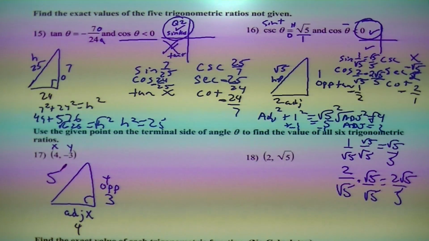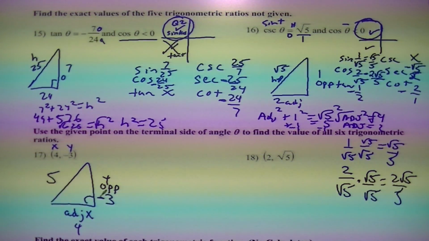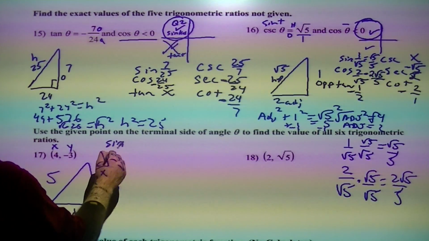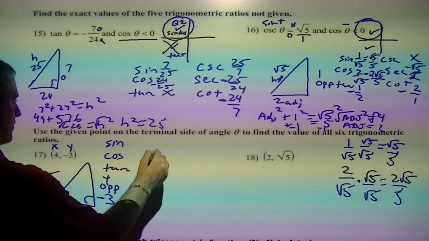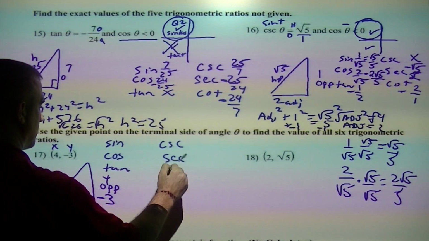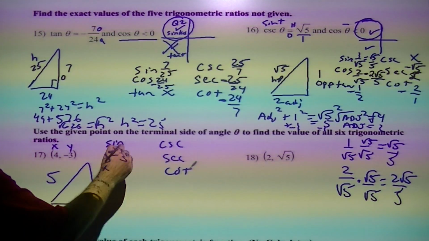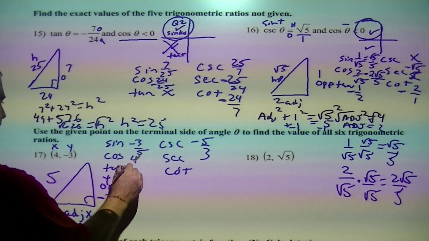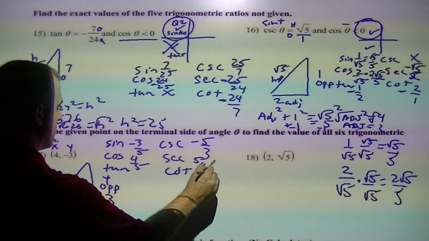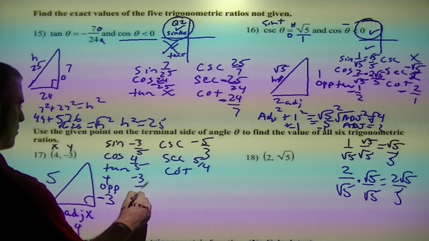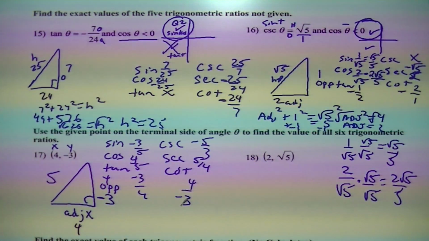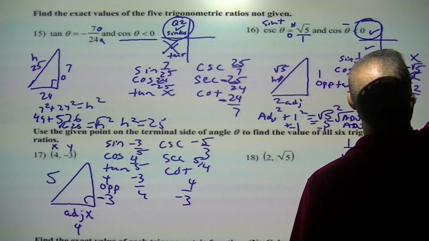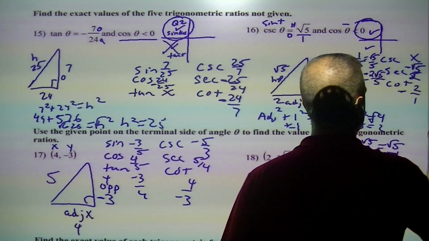Now, I'm going to keep this negative there. And when I do Pythagorean theorem, I don't worry about the negatives. So now I'm going to find all the trig functions. Sine is negative 3 over 5, which makes this negative 5 over 3. Cosine is 4 over 5, which makes this 5 over 4. And then tangent would be negative 3 over 4, which makes this 4 over negative 3. Okay, going on to this one. Let me erase this part right here so we're not confused.